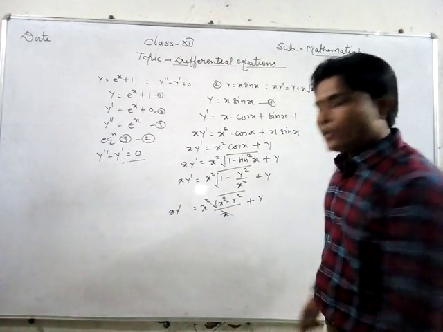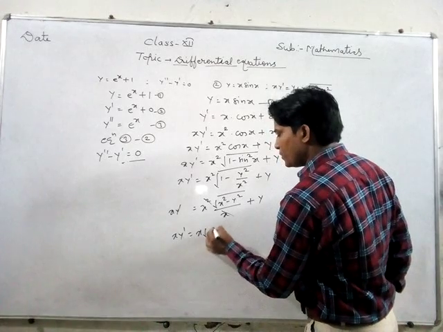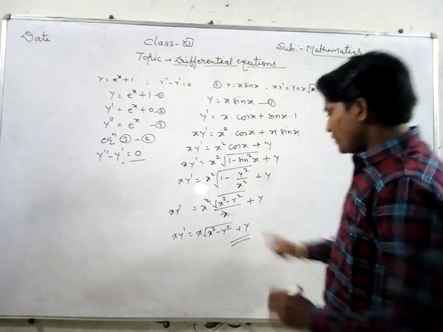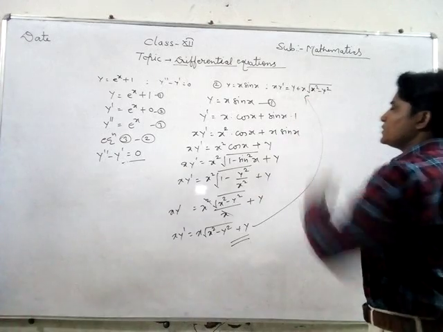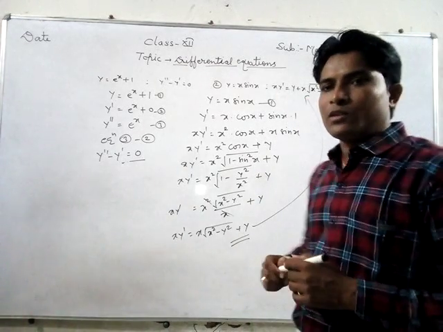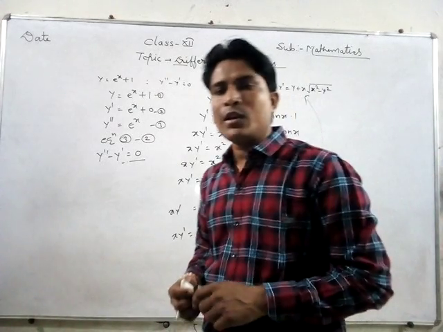So here we get the answer: x y dash is equal to x under root of x square minus y square plus y. So here we clearly see that it is the real solution of the given function. Okay student, I hope you understood the whole process. Okay, thank you.